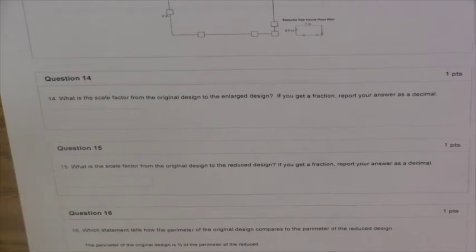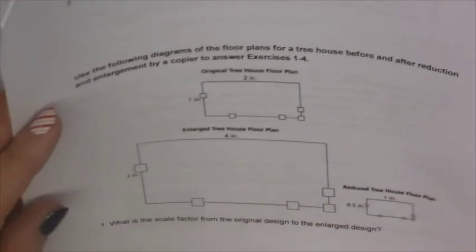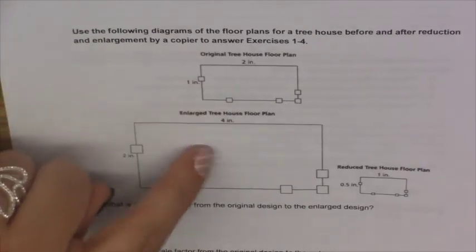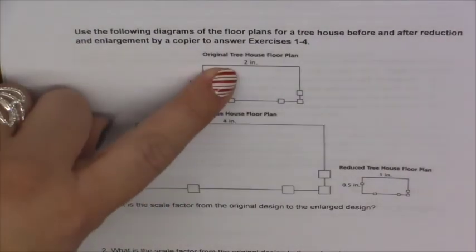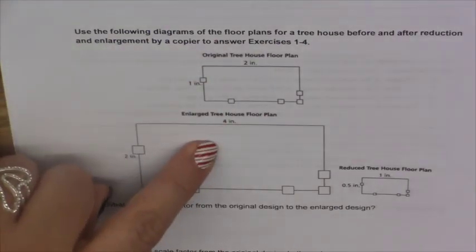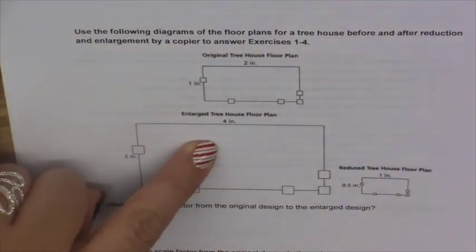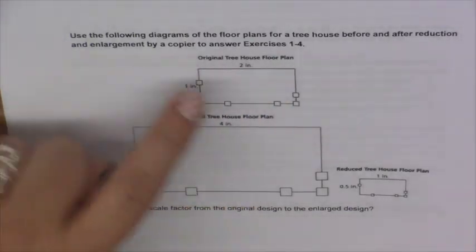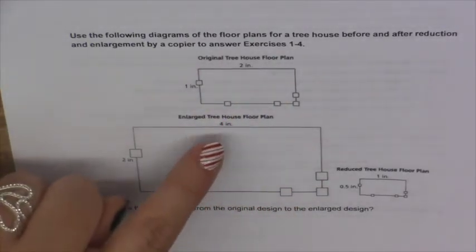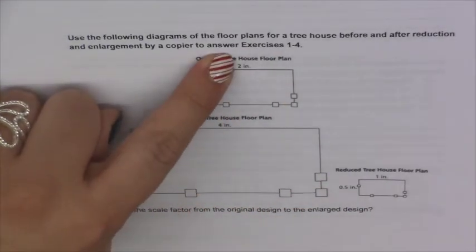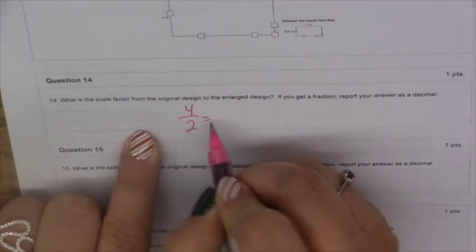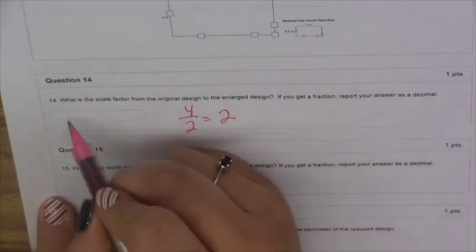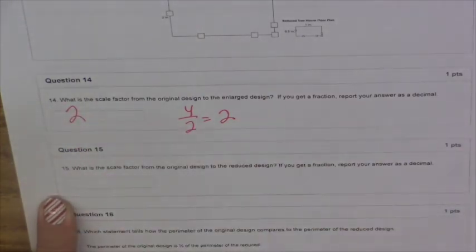So we're going from the original to the enlarged. So this is our start and this is our finish. So this would be our X and this would be our Y. So I'm going to use side lengths that are in corresponding places. So I'm going to use this top edge. So I'm doing my Y divided by my X. So 4 divided by 2 is 2. So my scale factor would be 2.